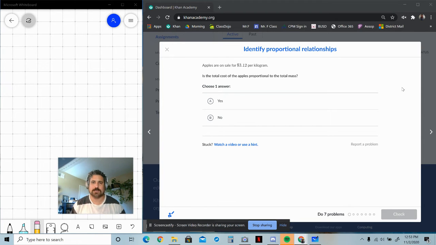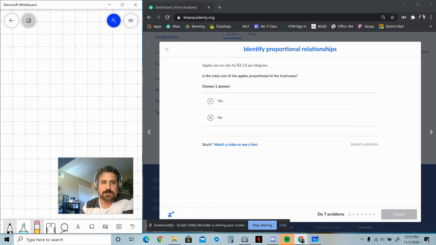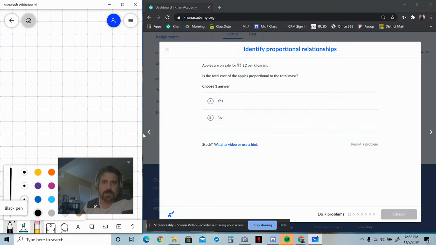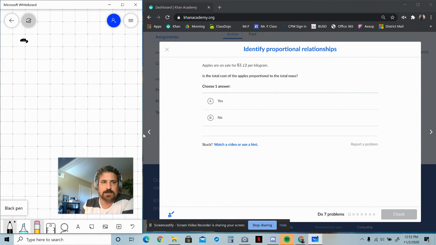All right, so it says apples are on sale for $3.12 per kilogram. Is the total cost of the apples proportional to the total mass? What you can see here is it very clearly says they're on sale for $3.12 per kilogram. Mass is kilograms, right? So you have a price per kilogram. Every single kilogram weighs a kilogram and costs the same amount. So really what we have here is 3.12 over 1, $3.12 for every 1 kilogram, and that's going to stay constant throughout the entire relationship.